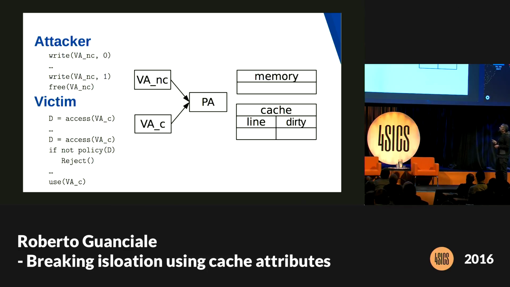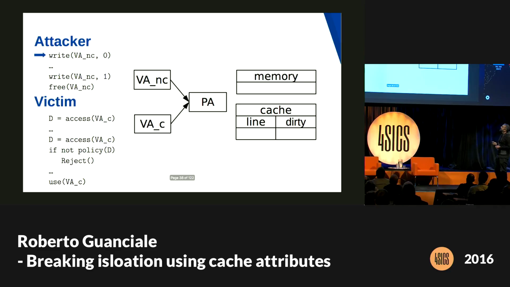Now, initially, both the attacker and the victim share this part of memory. The attacker uses a non-cacheable alias, and the victim uses a cacheable one. The attacker will remove this mapping and will delegate to the victim to use this memory area as input of the secure function. So let's see how this works.